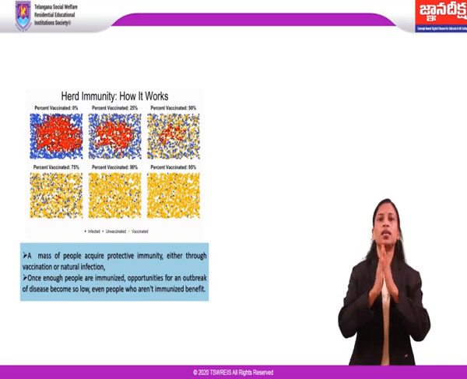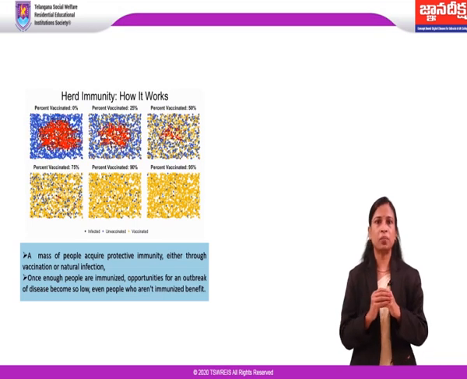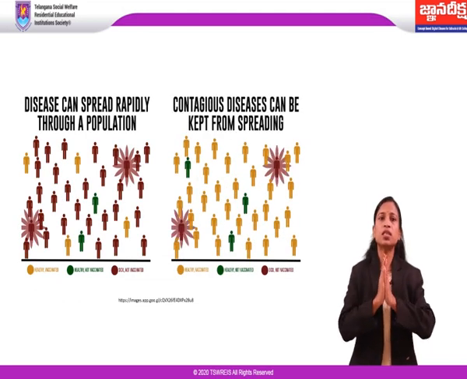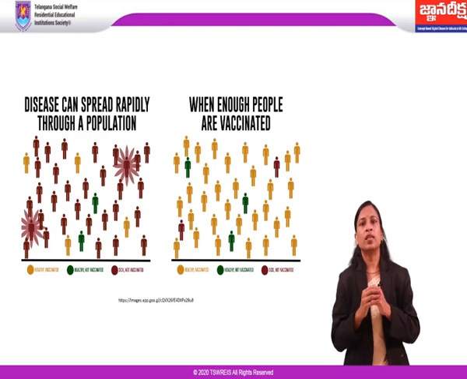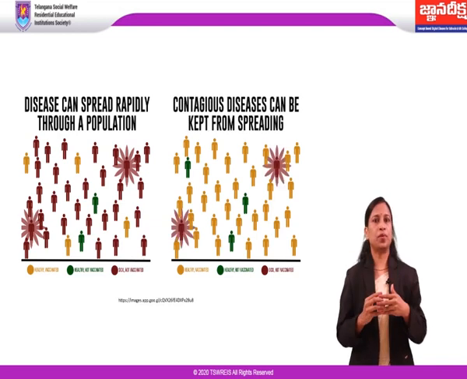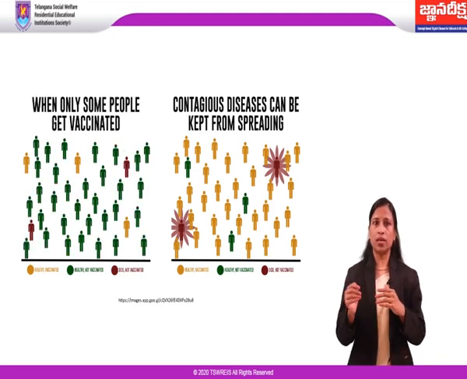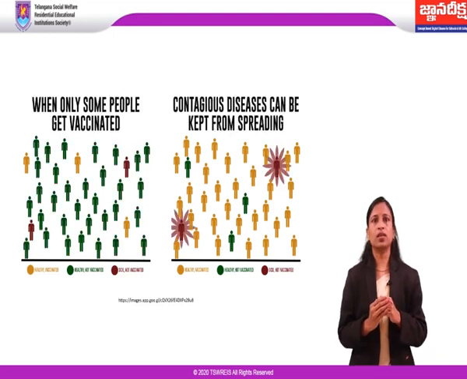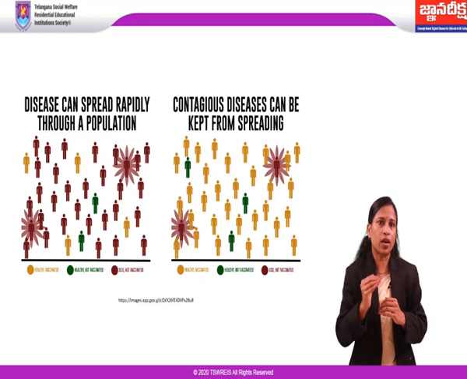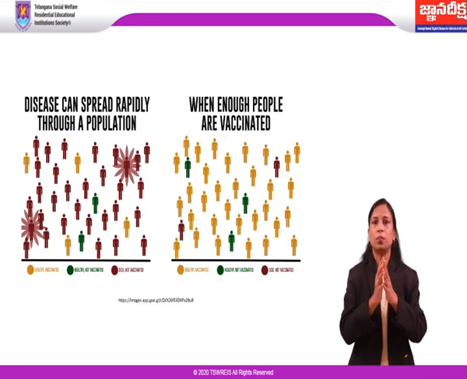This picture clearly demonstrates how herd immunity works. Here black color indicates infected people, blue is for unvaccinated, and yellow is for vaccinated individuals. As the percentage of vaccinated people increases, the chance of spread of disease decreases. When only some people get vaccinated, disease can spread rapidly through a population. But when enough people are vaccinated, contagious diseases can be kept from spreading and the opportunities for an outbreak of disease become very low. Even people who aren't immunized benefit.